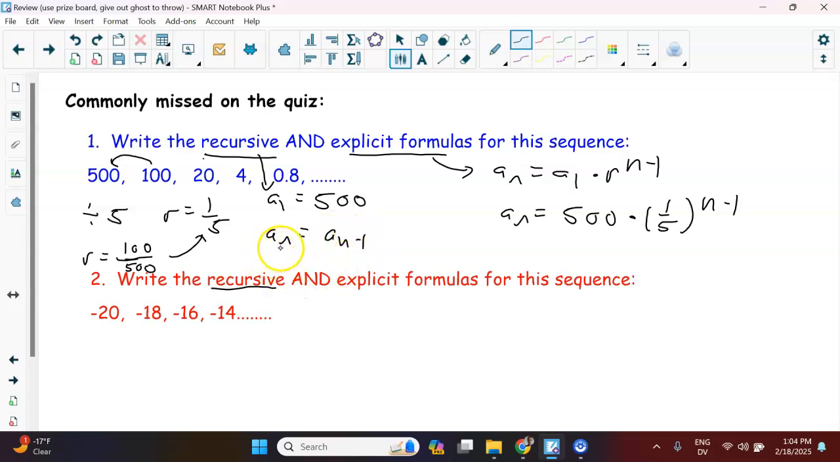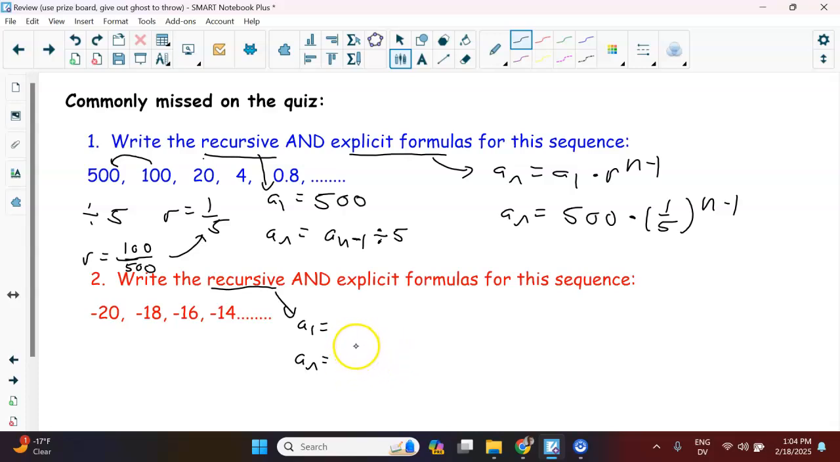Okay, so on this one, it would be start with 500, and then to get the next one, you take the previous one, and then divide by 5 or multiply by 1/5. And I don't care how you write it there. If you want to write divide by 5 or times 1/5, whatever is fine. Okay, so again, hopefully try the second one if you haven't already.